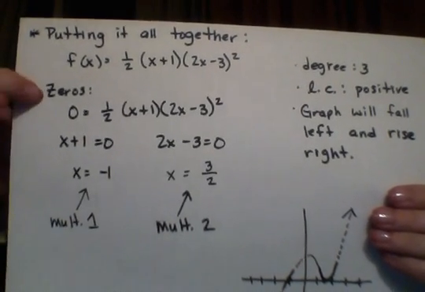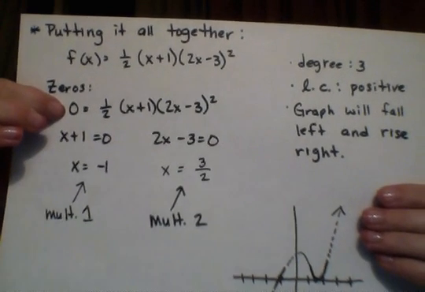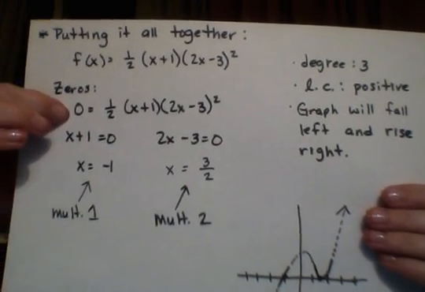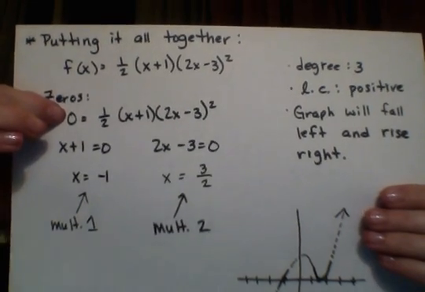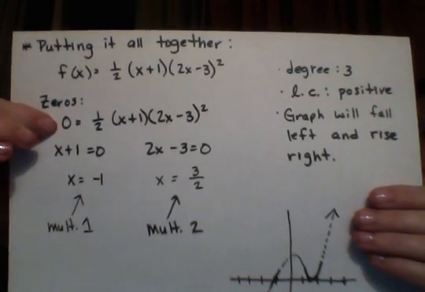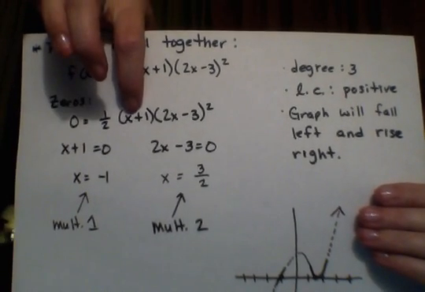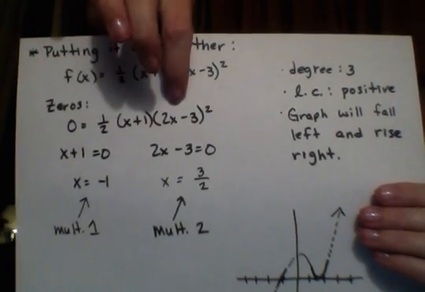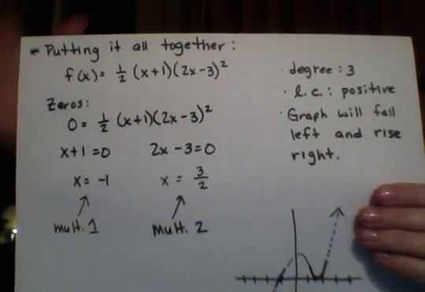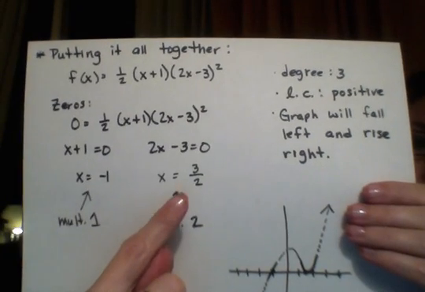Then to find the zeros, this one's interesting. We make f of x 0. But this one is already factored, so I don't have to do any factoring. Don't make these problems harder than they are. If they're already factored, that's fine. So all I needed to do was set each factor equal to 0. So x plus 1 equals 0, and 2x minus 3 equals 0. From this we get x is -1, or x is positive 3/2.